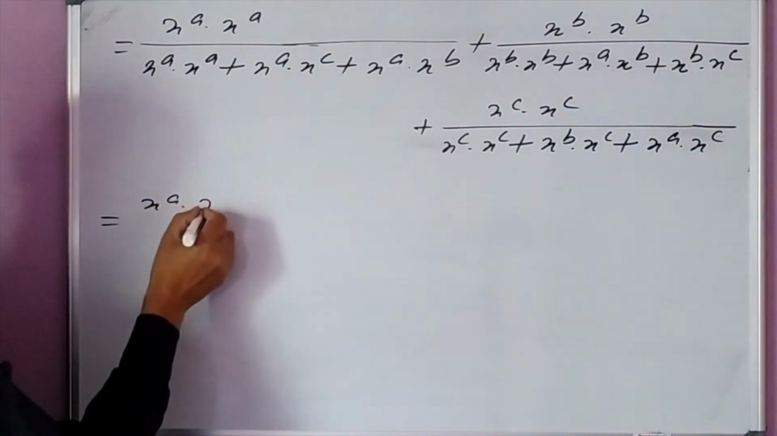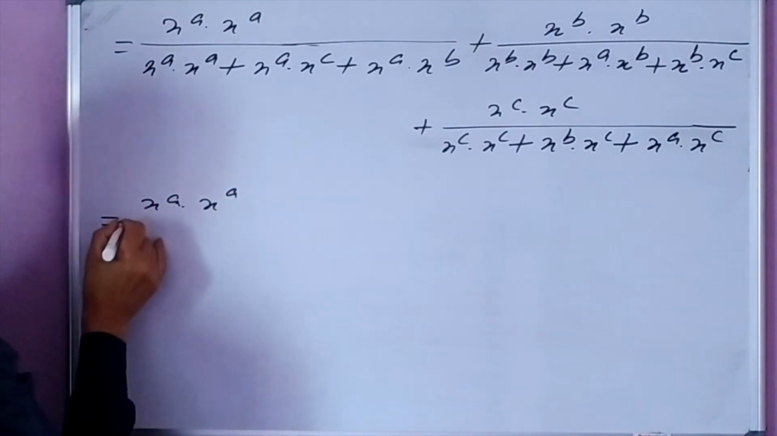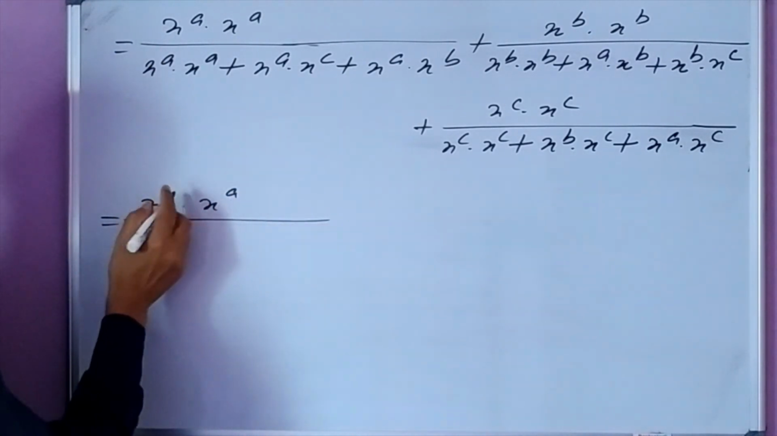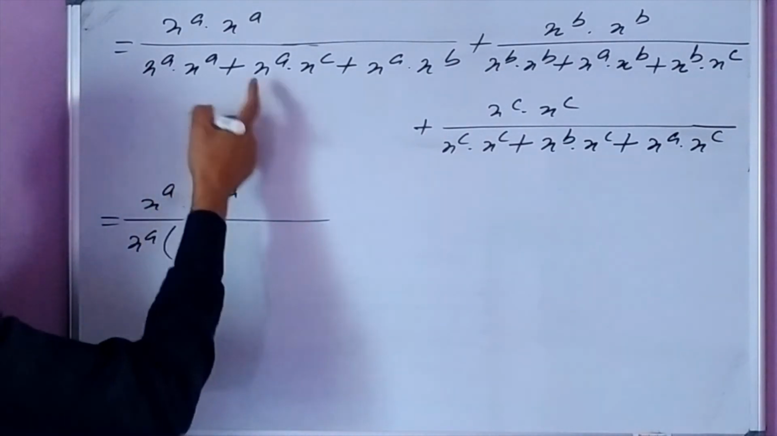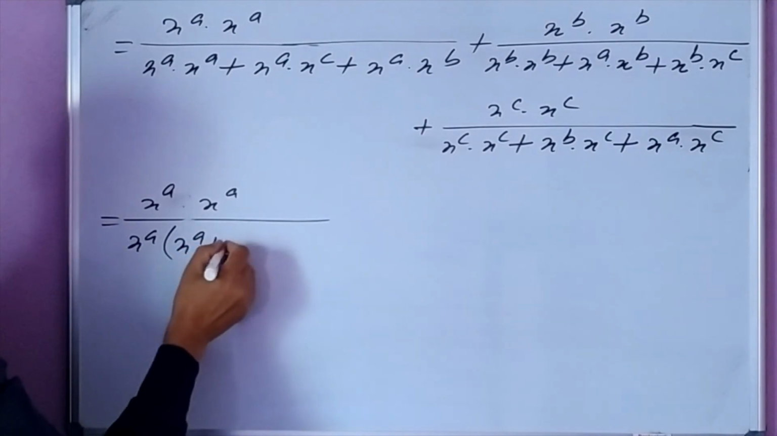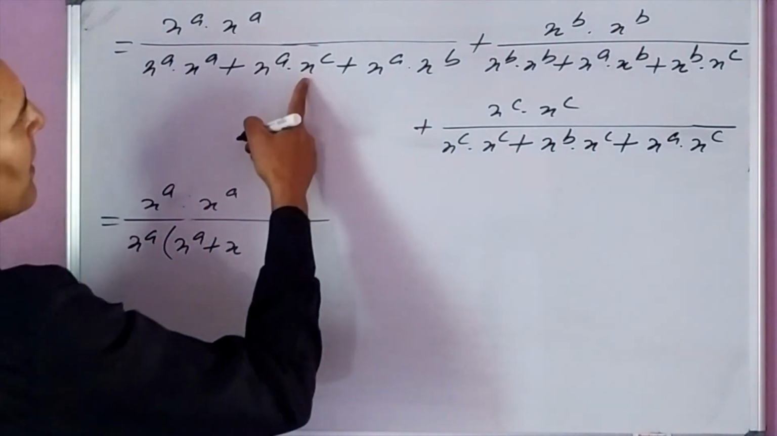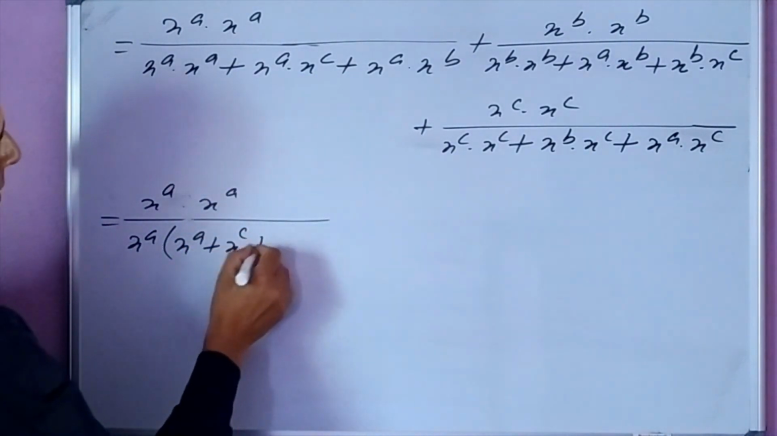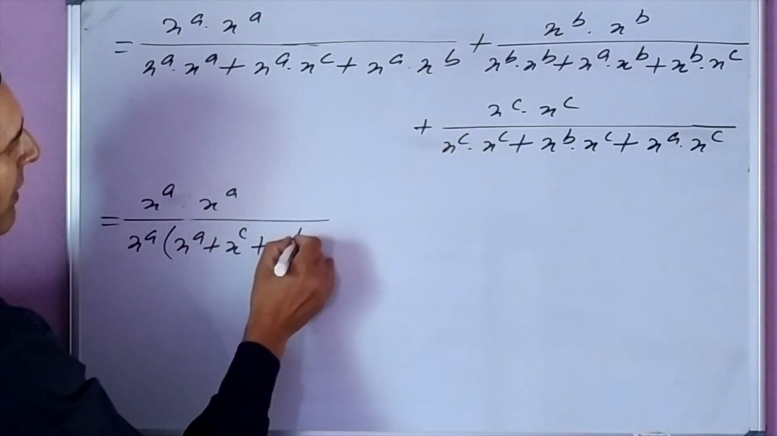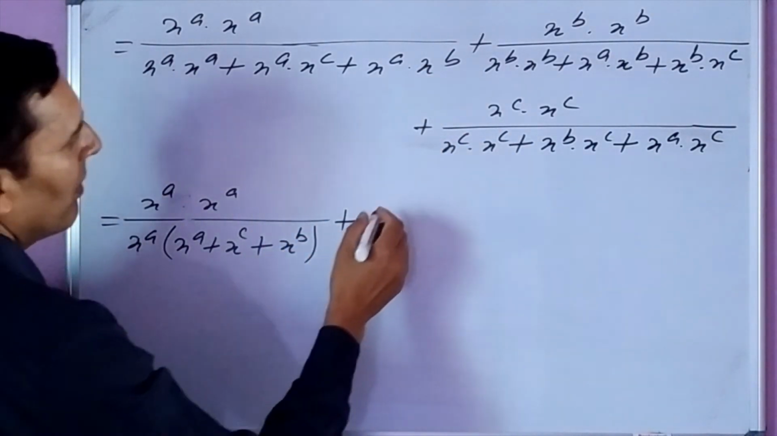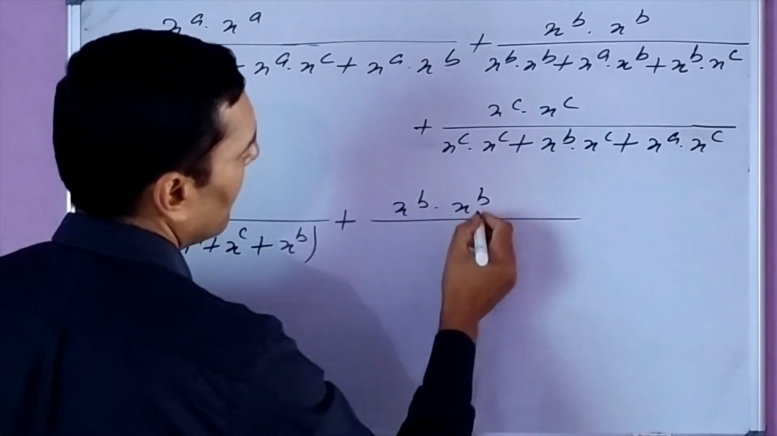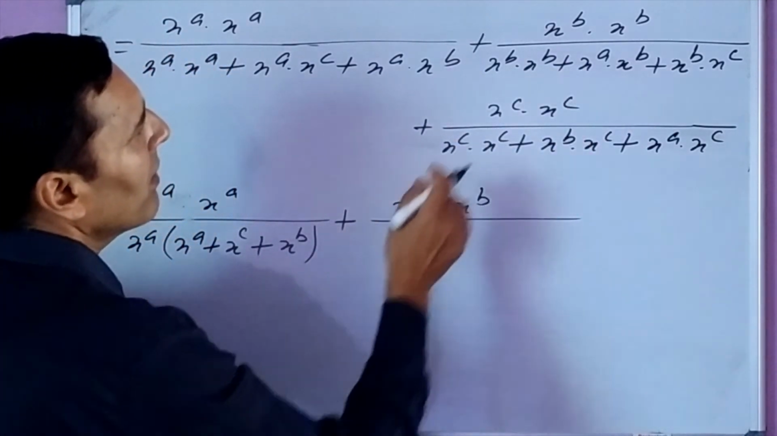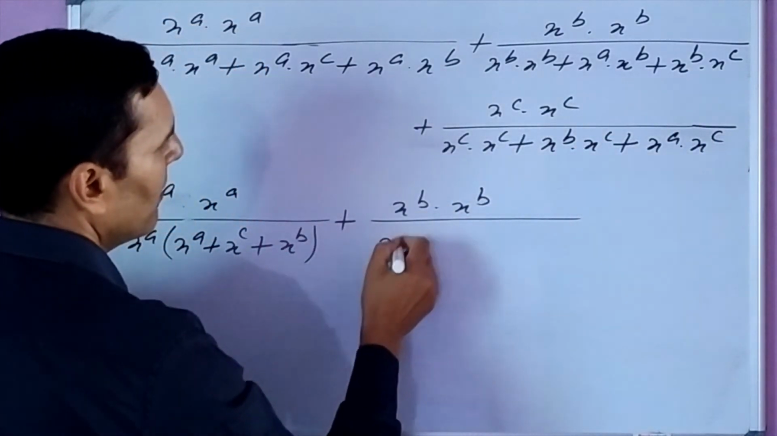This is x to the power a into x to the power a, numerator as it is. And in the denominator, when you take x to the power a common, what will be remaining there? x to the power a plus x to the power c plus x to the power b. Then x to the power b into x to the power b as it is. So what is common there? x to the power b.